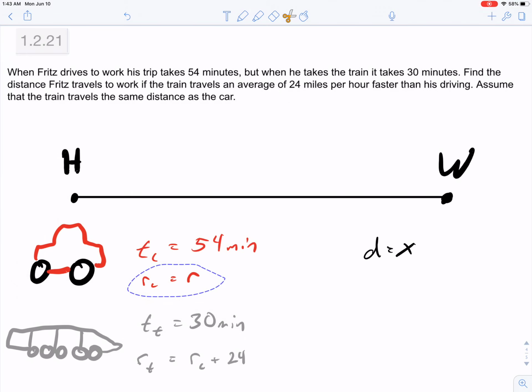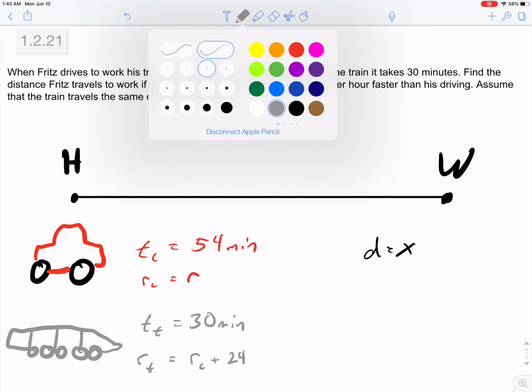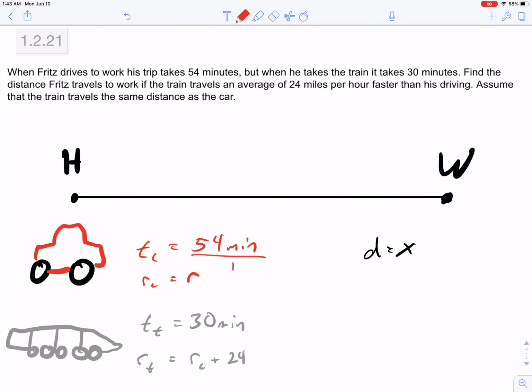So first thing, we should convert these minutes. We need to put these in terms of hours. To do the conversion, how many minutes in an hour? 60 minutes corresponds to 1 hour. So when we do this conversion, we're going to say 54 divided by 60. That is 0.9, so 9/10. So this is 9/10 of an hour, right?